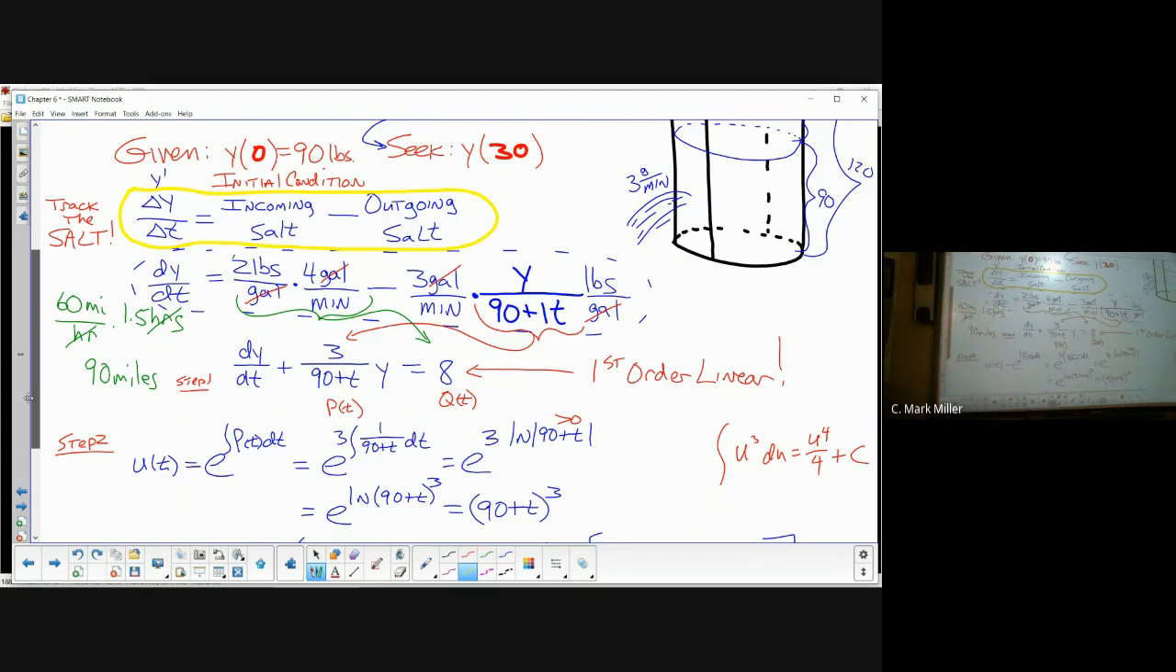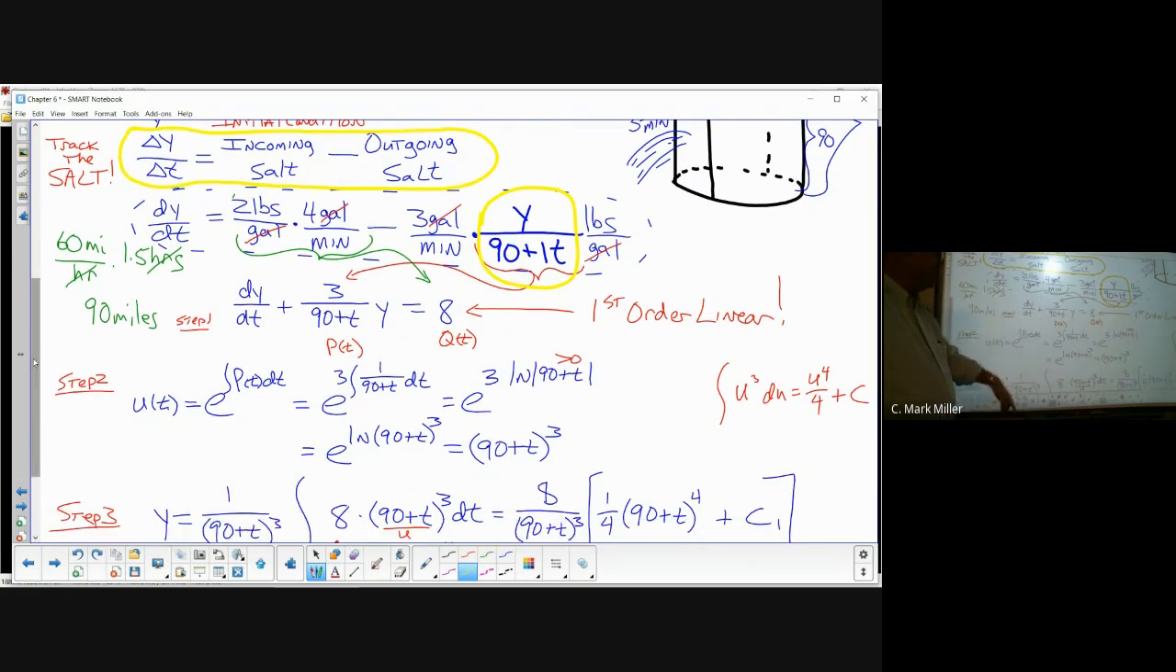Right? And then you have 3 gallons a minute going out. And this right here is, I told you, probably the trickiest single thing, but it's not that bad. Because you need the flow rate going in or out, and you need the concentration going in or out. The flow rate going out is 3 gallons a minute. The concentration is y, your variable. That's how much salt is in the tank at any time, divided by the volume that's in the tank, which is 90 plus 1t. 1 gallon for every unit of time t.